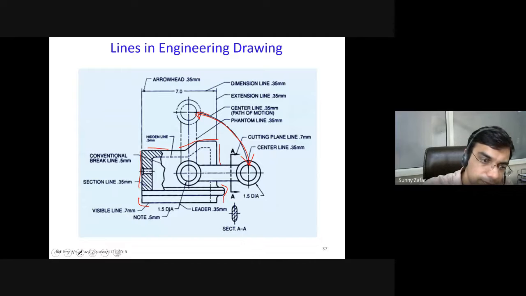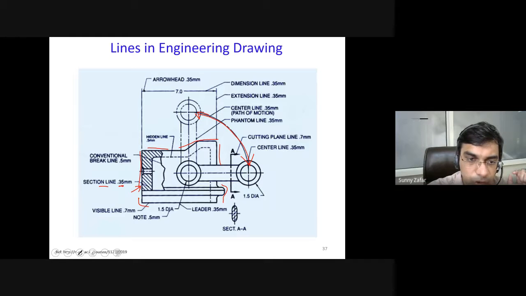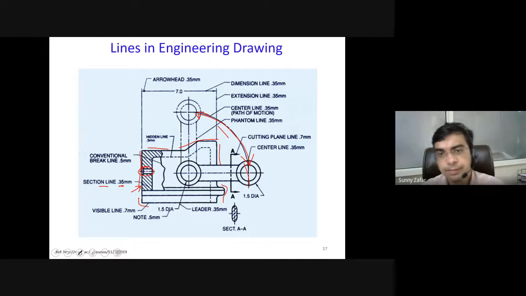Then there is another set of lines, such as the thin line, which is almost half the thickness, 0.35 mm. This shows the hatching here, the internal detail where the material is present or where the hole is. This is separated using this hatch line. Then the movement of this part from here to here is shown using this double dash line.